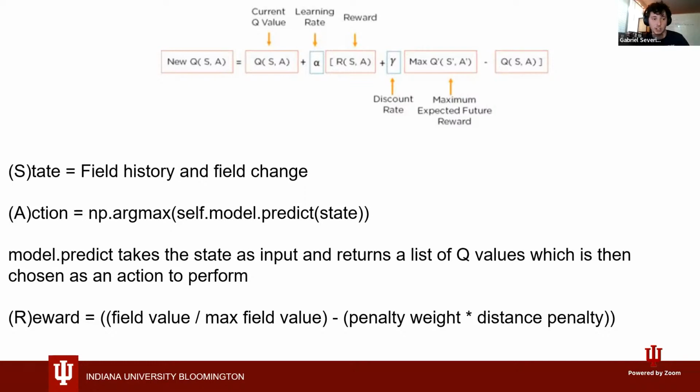Its action is self.model.predict of the state, which takes the state as an input and returns a list of Q values. The argmax is done on that, and it's chosen as the action to perform. After that, the reward is calculated. The reward is taken to be the field value divided by the max field value, and then subtracted by some sort of penalty term.